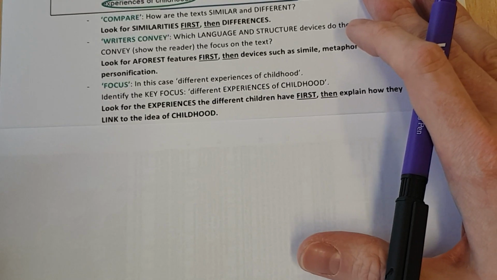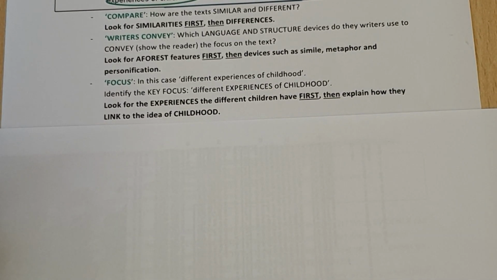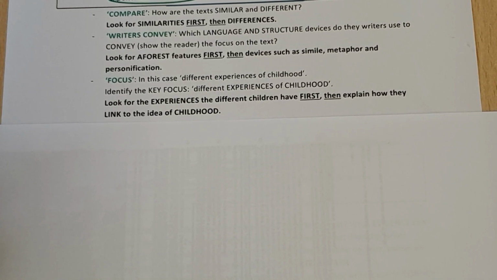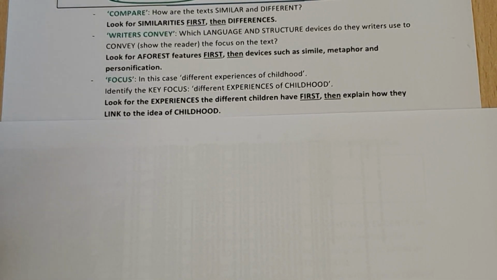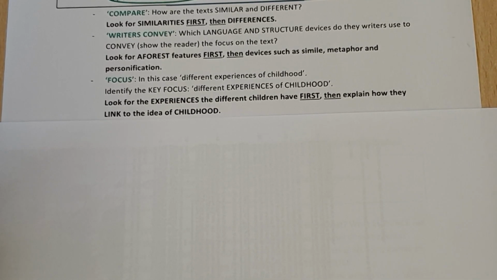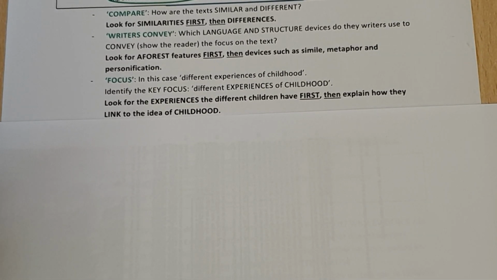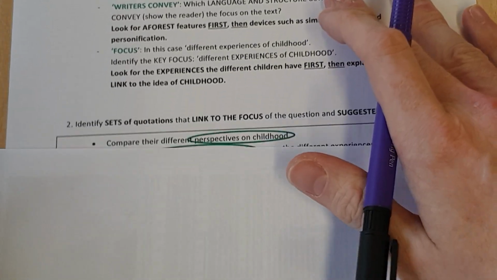And in terms of focus, in this case, as we said, it's the different experiences of childhood. Identify the key focus of the question. Again, different experiences of childhood. Again, my top tip is look for what the question's asking first and find explicit details and then have a look at what they imply later on and how they relate to the contextual element. So again, in this question, it's experiences of childhood. You're looking for factual information that shows the experiences and then link it to the contextual ideas surrounding childhood.